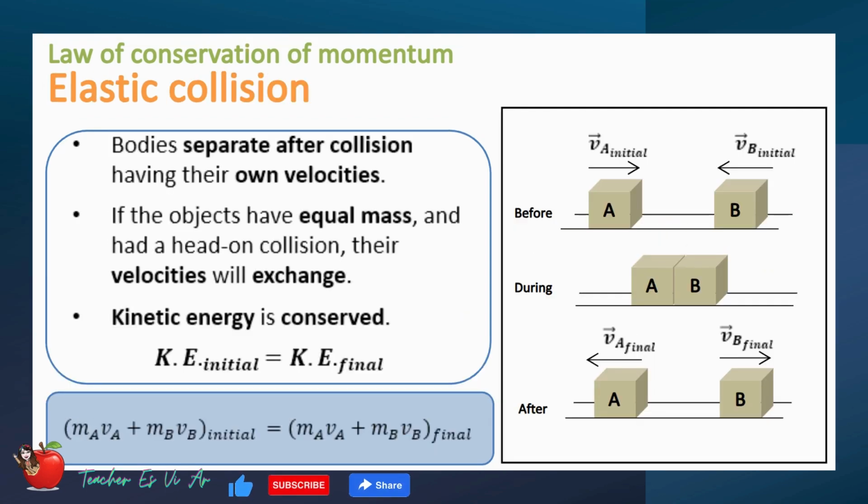The first type is elastic collision. In an elastic collision, if two blocks collide, they will separate after collision, having their own velocities. If the blocks have equal mass and had a head-on elastic collision, their velocities will exchange. Moreover, in an elastic collision, the kinetic energy is conserved.